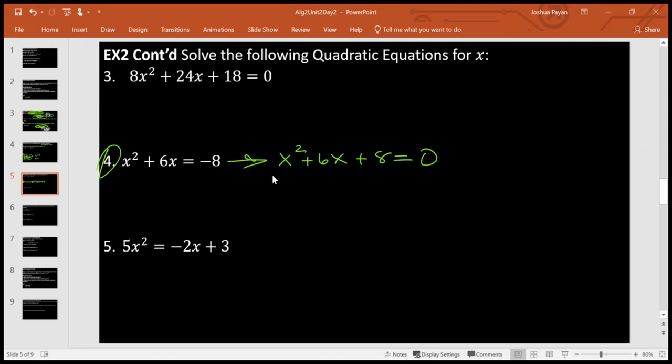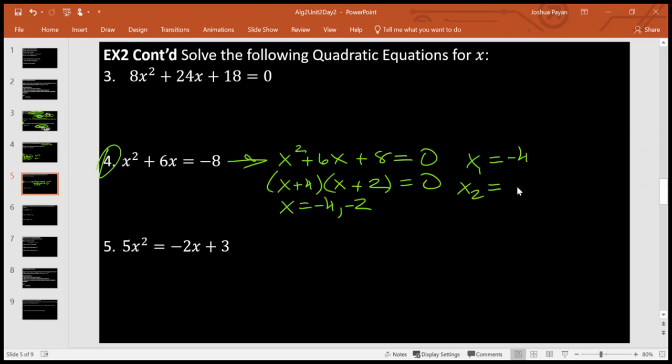Okay, so now we're just going to fill in the blanks for what we know these two binomials have to be. What are the factors of 8 that combine to give me this positive 6? 4 and 2. And very easily, that just means my two solutions are going to be negative 4 and negative 2. Or again, so I don't confuse anyone, x1 would be negative 4. The other solution would be negative 2.